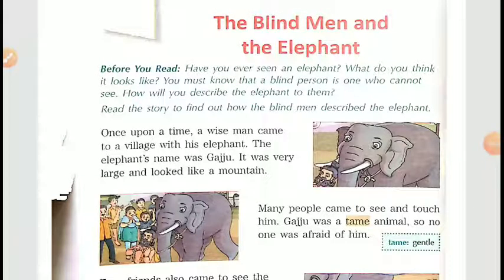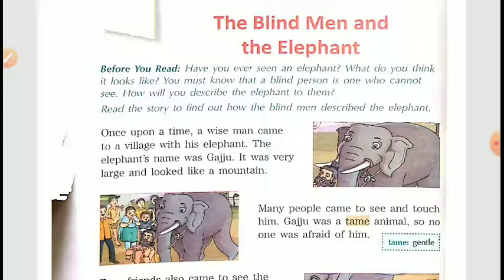You must know that a blind person is one who cannot see. I've explained whom we call blind: a person who is unable to see. And how will you describe the elephant to them? That also I've explained. Now we'll read the story. First I'll read, then I'll explain.